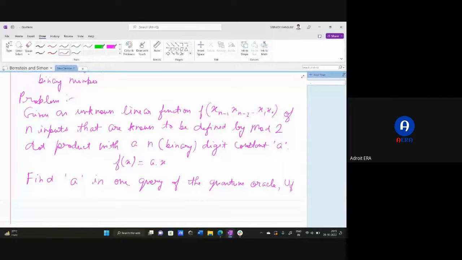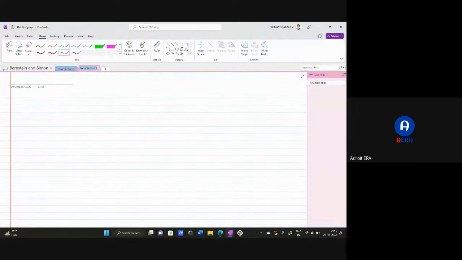Okay, the value of a needs to be found by only one query of the quantum oracle. So basically the coefficient you need to find is the coefficient attached with the variable x. Okay, that is what we are trying to say. So let us start doing the analysis. So Bernstein-Vazirani quantum circuit analysis, right?